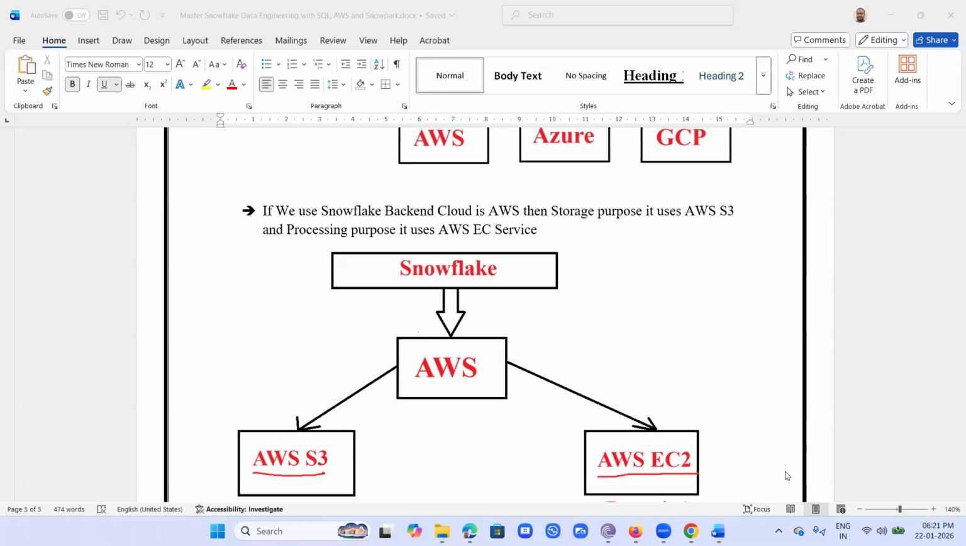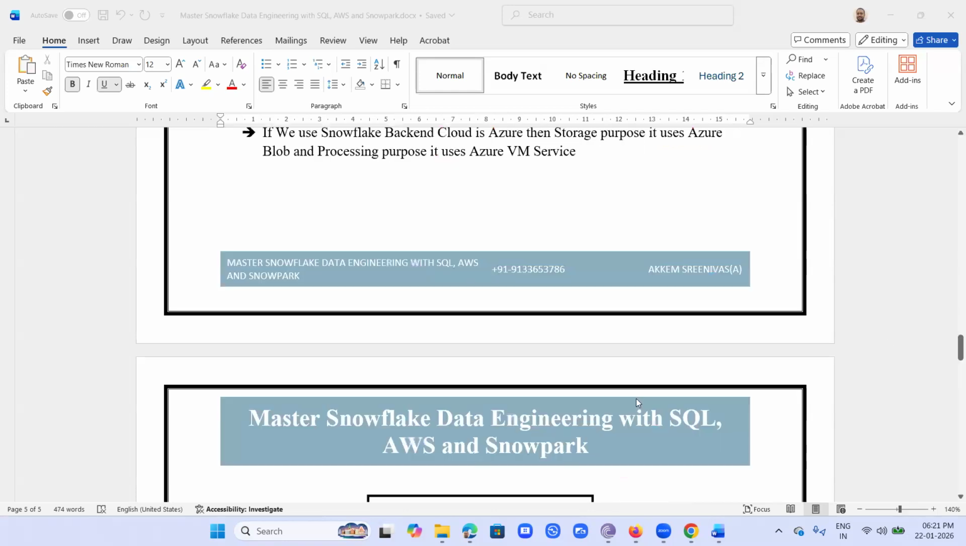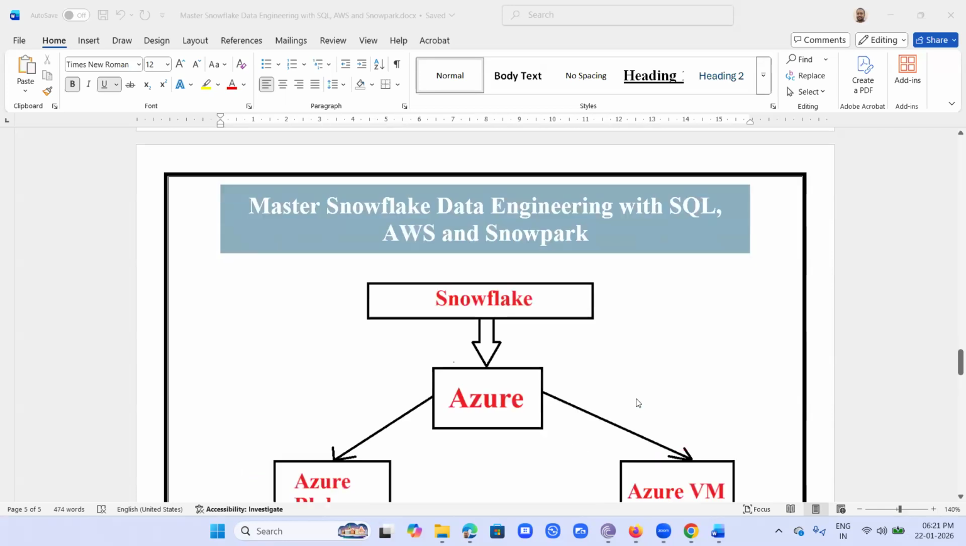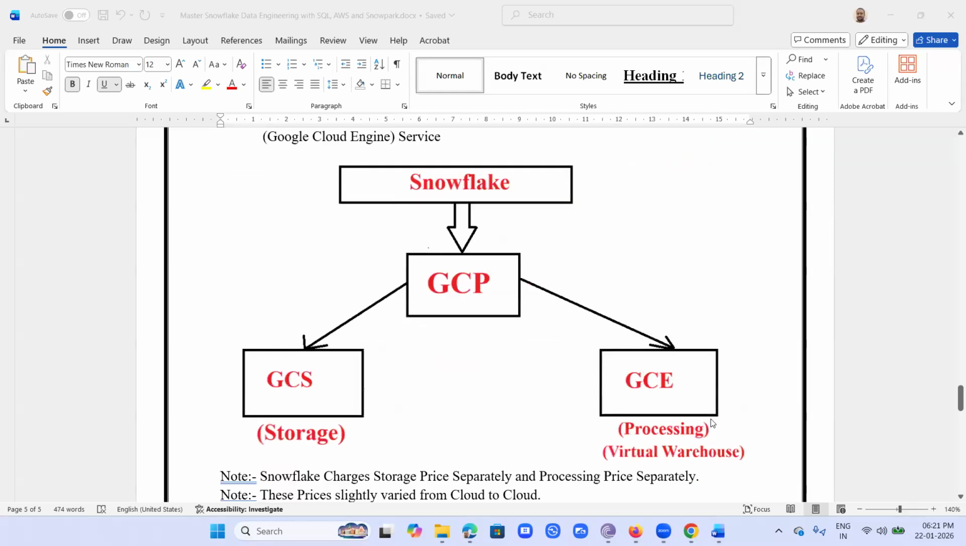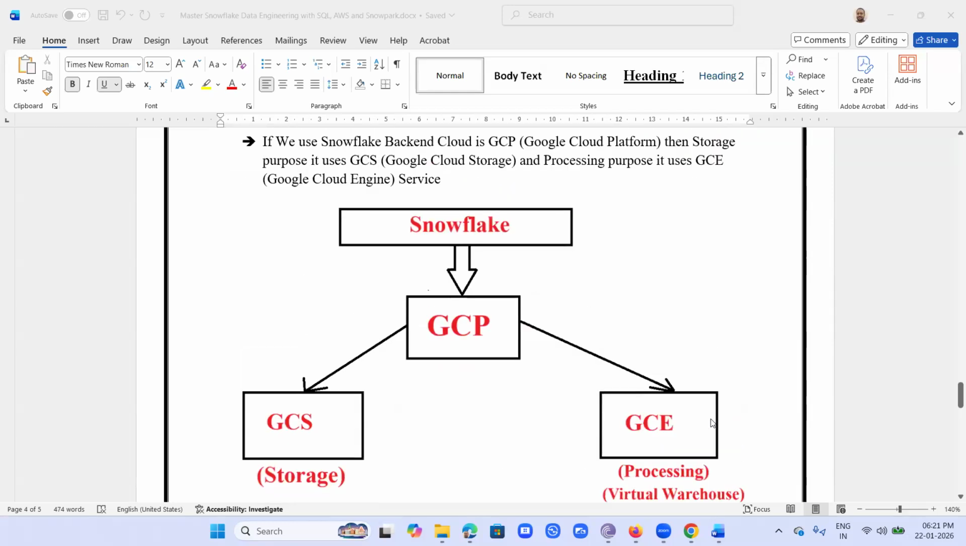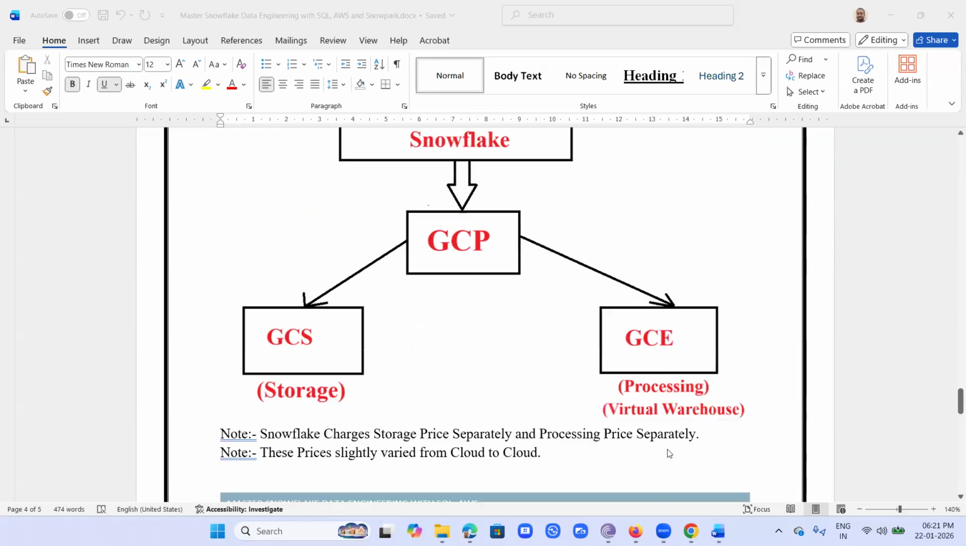Similarly, if I take the Snowflake backend cloud as Azure, for storage purposes it uses the Azure Blob service, and for processing purposes it uses the Azure VM service. If I take the Snowflake backend as GCP, for storage purposes it uses Google Cloud Storage, and for processing purposes it uses the Google Compute Engine service. Clear?